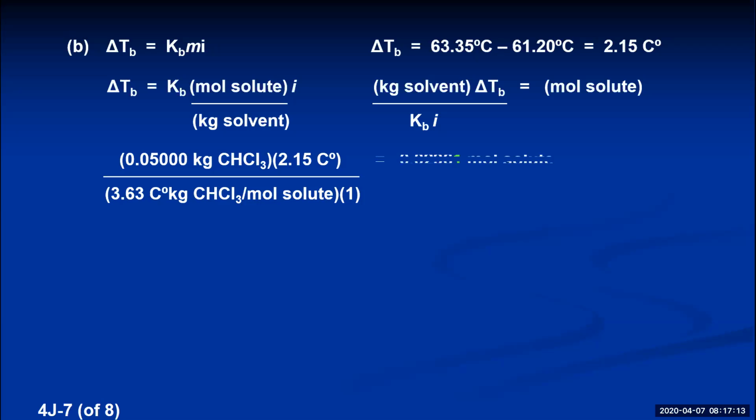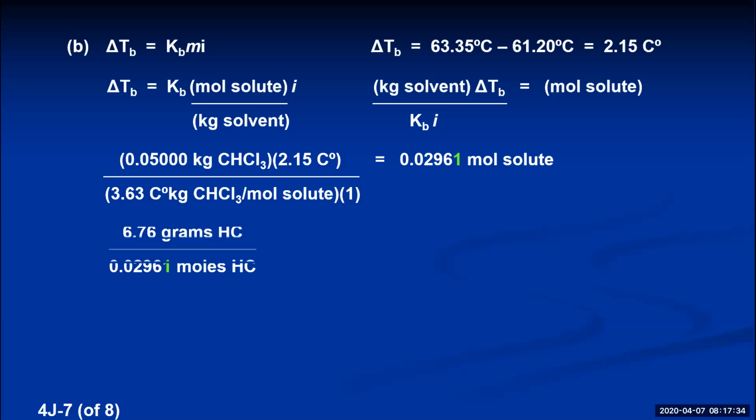If you multiply this out, you're going to wind up getting the number of moles of your unknown that must have dissolved in the chloroform, and that comes out 0.02961 moles. The molar mass comes from taking the mass of the unknown that was dissolved in the solution and dividing it by the moles. And they said we had 6.76 grams of the substance dissolved into the chloroform. So 6.76 grams of our unknown hydrocarbon-type compound divided by 0.02961 moles, and we get a molar mass of 228 grams per mole.